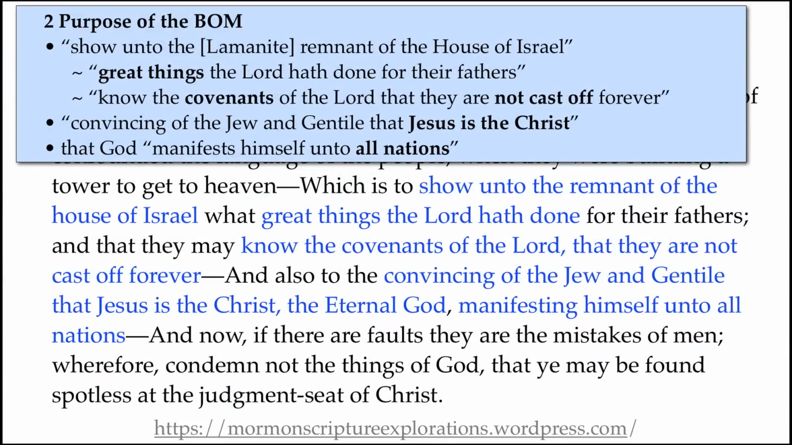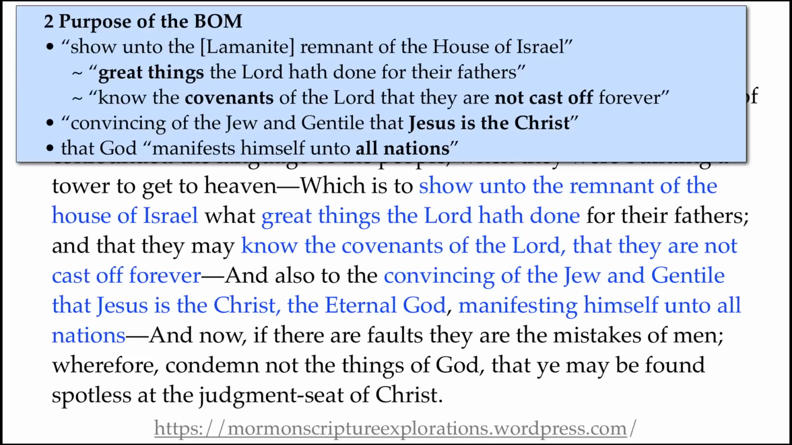The title page then tells us about the purpose of the Book of Mormon. And it's really got a twofold purpose that is associated with its twofold audience. First, the Lamanites. The text wants to show unto the Lamanite remnant of the house of Israel the great things the Lord had done for their fathers, that is to say, the origins of the peoples of the Book of Mormon and their experience with God. And it also wants the Lamanites to know that the covenants with the Lord are still in force and they will not be cast off.